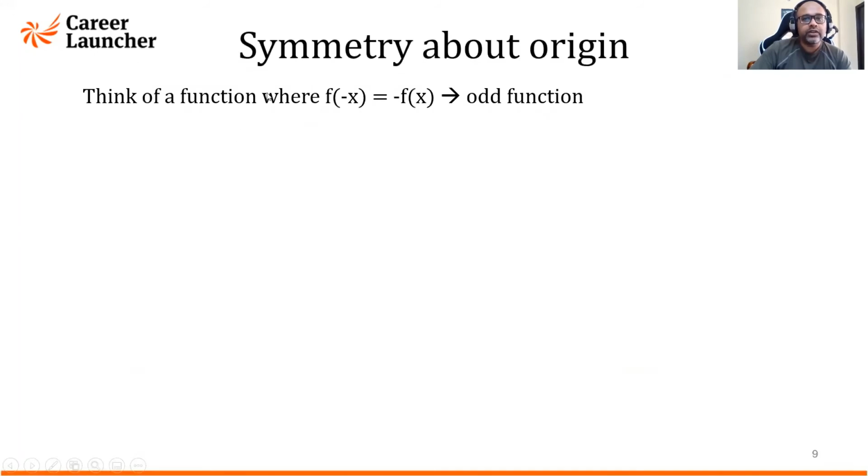So symmetry about the origin, I already told you. We already showed an example, but we can see a new type of function. We have seen the even function in the previous class, and we saw the graph of an even function. It is symmetrical with respect to your y-axis. Now we are talking about the odd function. An odd function is f of minus x equal to minus f of x.